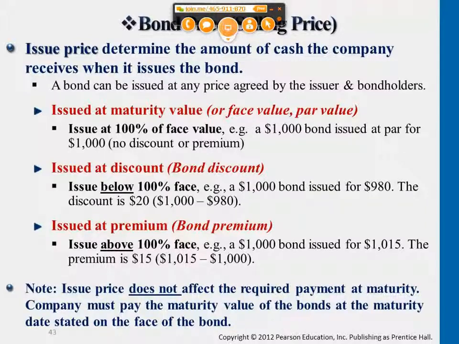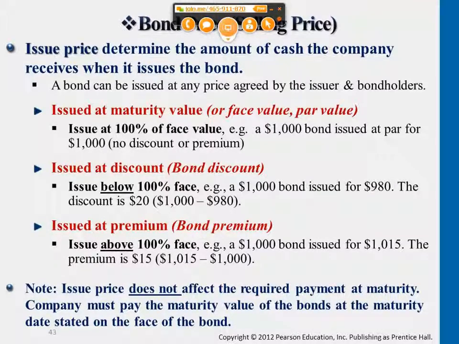Issue price may not necessarily be the same as maturity value. It could be the same. That's the first case. They borrow money, $1,000, and the bond certificate states $1,000. Second case, their interest rate is not as attractive, lower than the market, and they issue the bond at a discount. They're not able to get $1,000. They only get about $980, $970, but later they still have to pay $1,000.